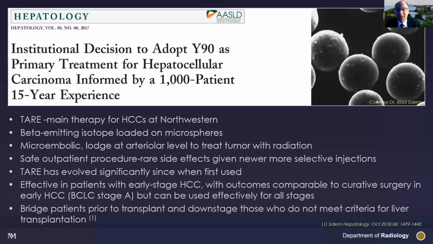This was a study that was done by Riyad Salem and a number of institutions. Actually, I'm sorry, I misspoke. This is from our institution, where it's basically a paper justifying the use of radioembolization. This was informed by a 1,000-patient, 15-year experience. And as mentioned in this article, radioembolization is the main form of therapy for HCC, at least at our institution. For those who don't know about it, it's a beta-emitting isotope, which is loaded on microspheres. Here's a schematic of it. These are microembolic. They're lodged at the arterial level to treat the tumor with radiation.